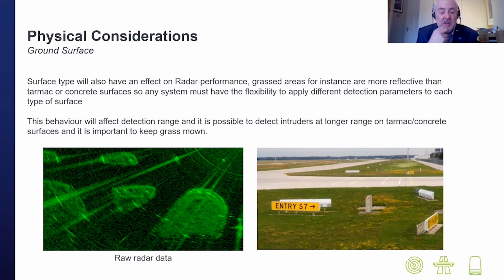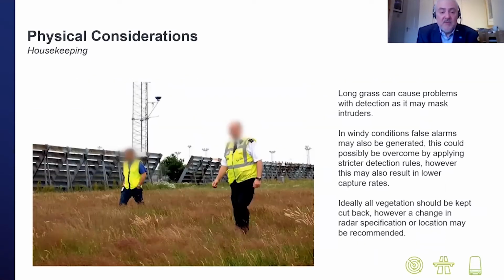And obviously it's also important to keep this grass cut down as well. Obviously, if the grass is particularly long, it can cause detection problems, potentially masking the intruders. It's not so bad on this one because it's only just above ankle height. But if it was above knee height, for instance, then the target presented to the radar would be a lot smaller. In windy conditions, as the grass moves around, it may actually produce false alarms from the movement of vegetation. So ideally, vegetation should be kept cut back. Or if that can't be done, then perhaps a change in radar specification or different location may be recommended as well.